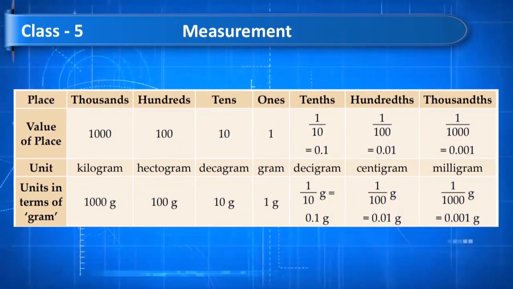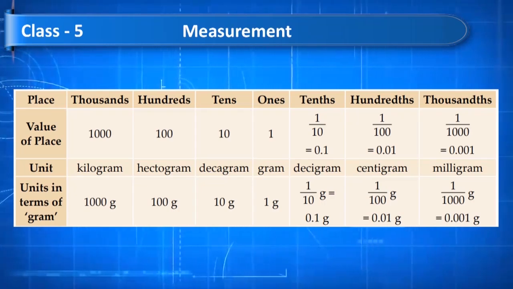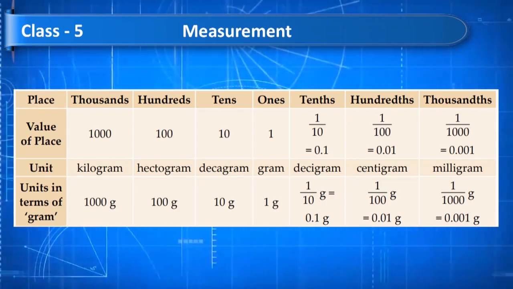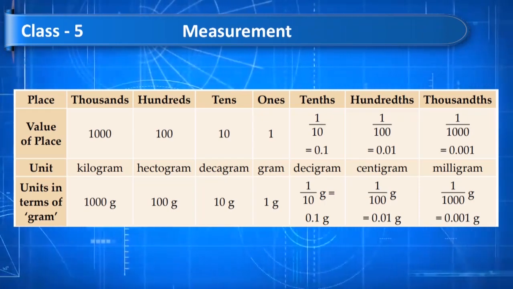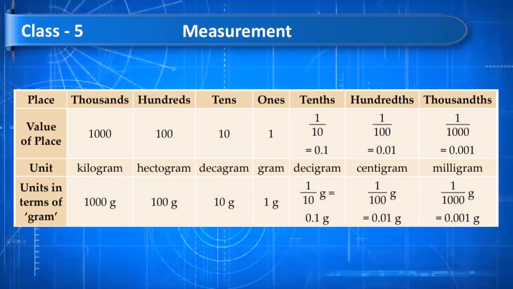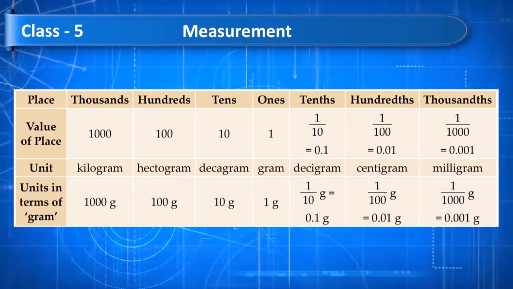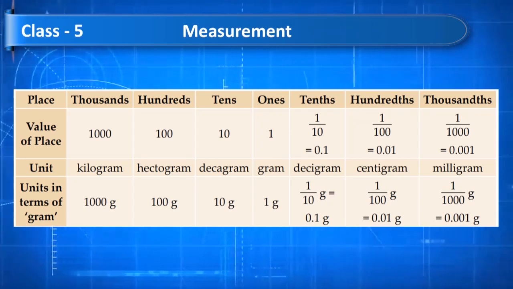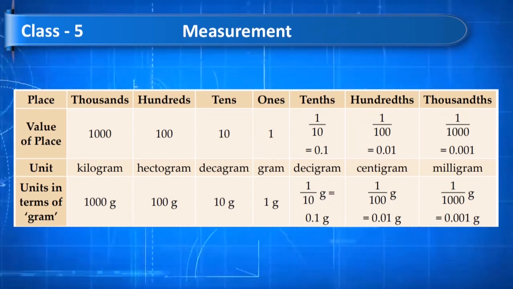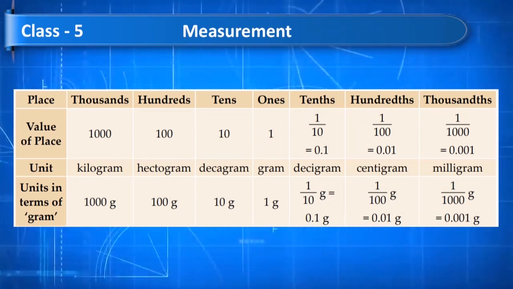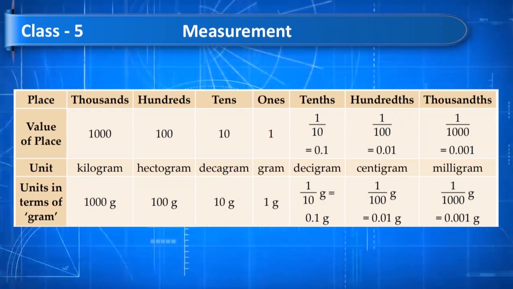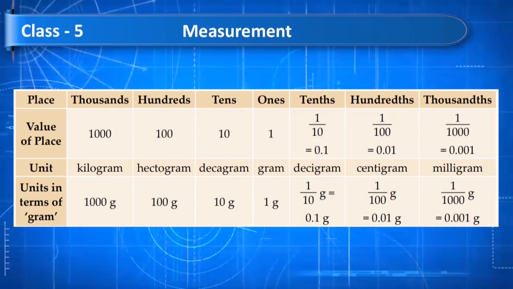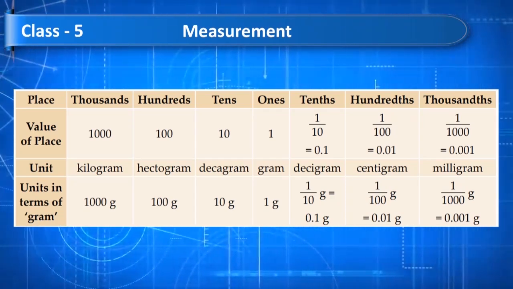As you can see here in the chart, in the thousands place, the place value is 1000, the unit is kilogram, and in terms of gram it is 1000 gram. Similarly, in the hundreds place, the value is 100, the unit is hectogram, and it is 100 gram. Similarly, in the tens place, the value is 10, the unit is decagram, which is equal to 10 gram. In the ones place, the value is 1, the unit is gram, which is equal to 1 gram.